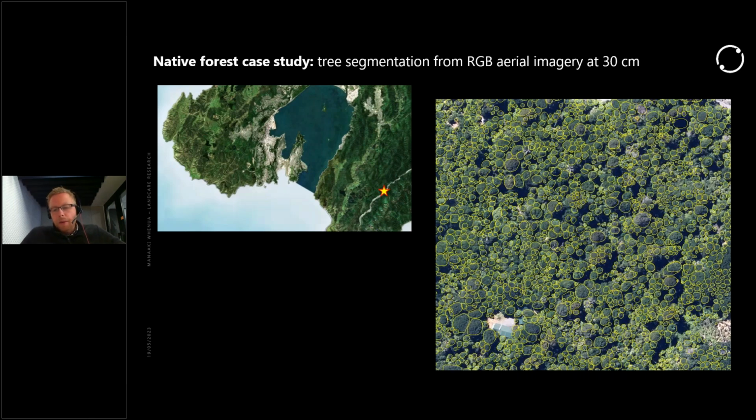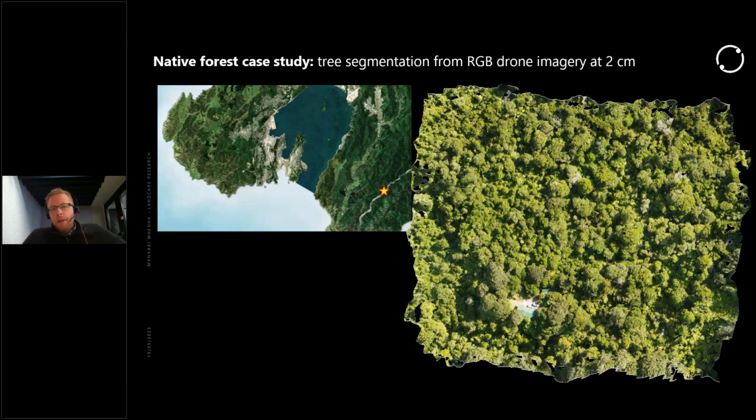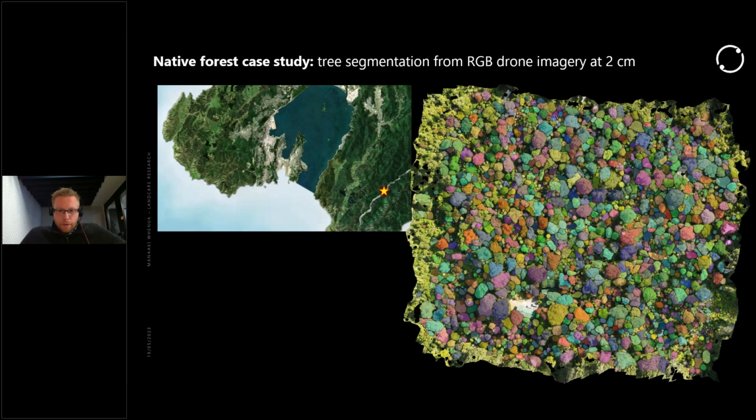So for this area, we also have 2 centimeter drone imagery. So we collected or generated more manual training labels for this particular study region. We retrained our model and applied it to this area. So what you can get now is a very fine resolution estimate of all the individual tree crowns in this area. And I think that's a very promising result.